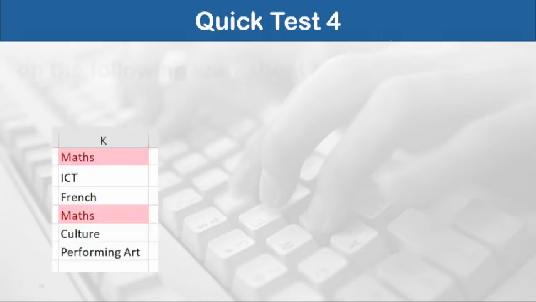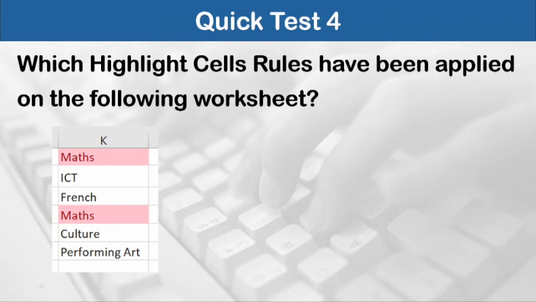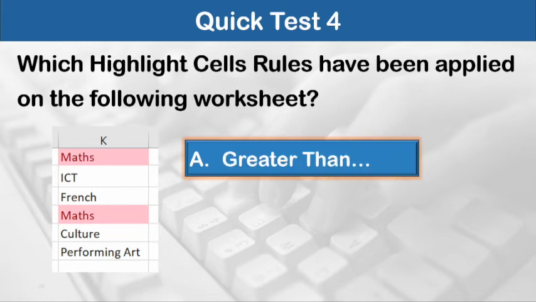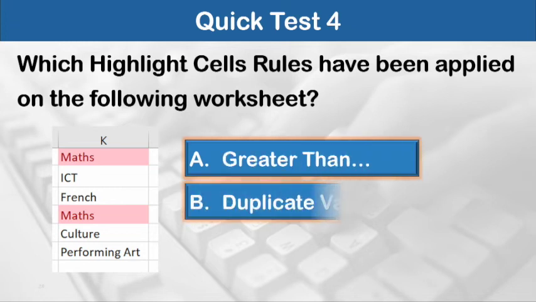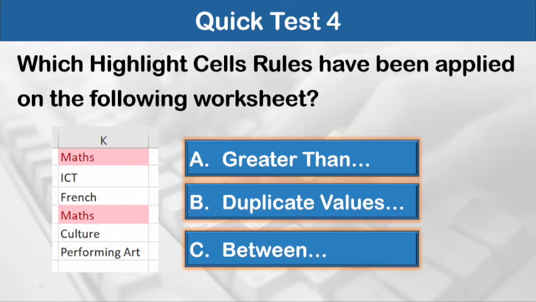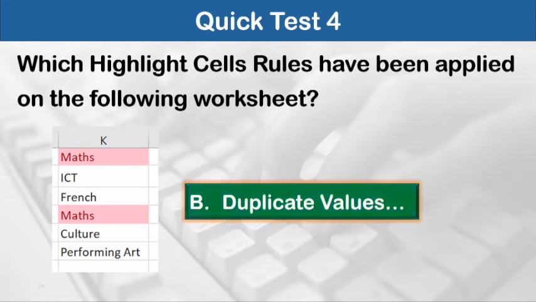Next question. Which highlight cells rules have been applied on the following worksheet? Is it A. Greater than, B. Duplicate values, or C. Between? The answer is B. Duplicate values.